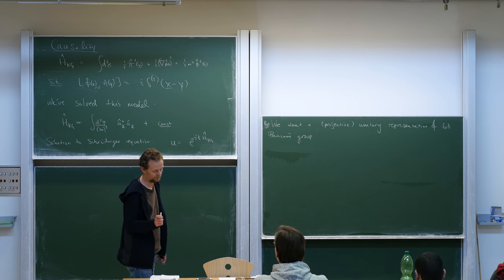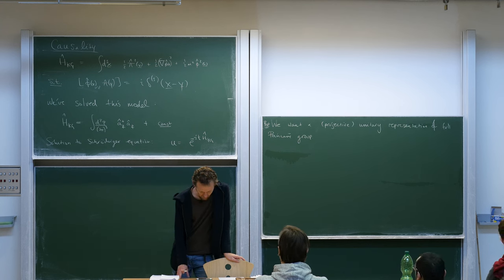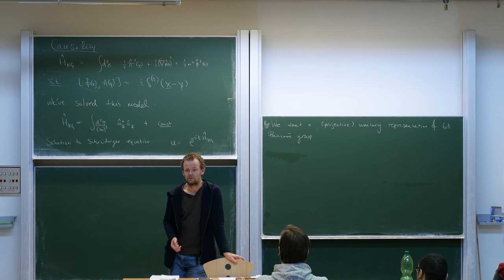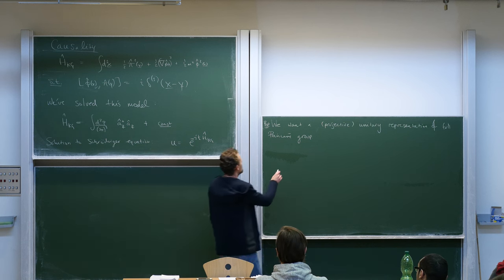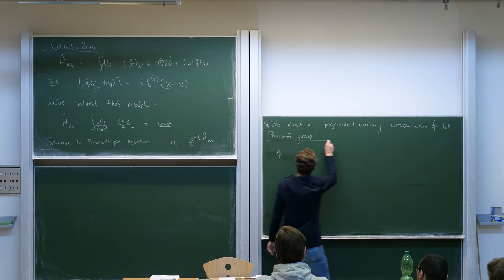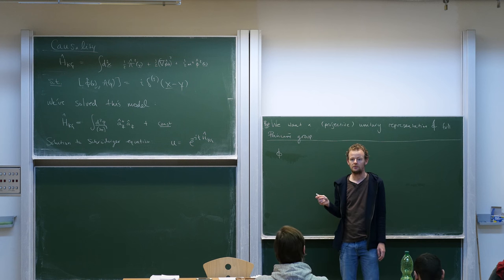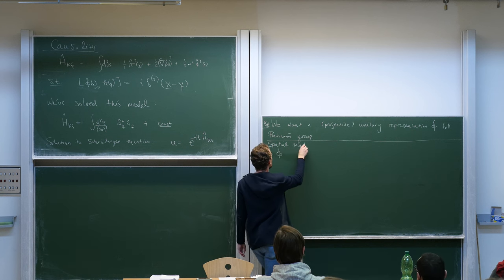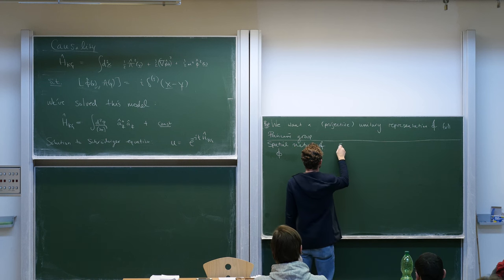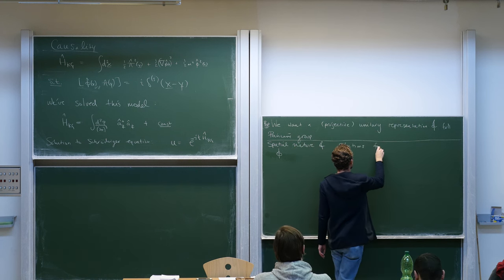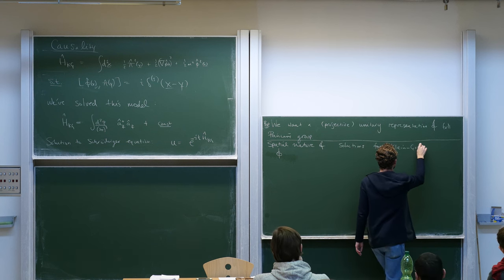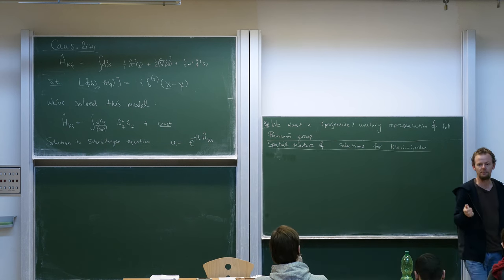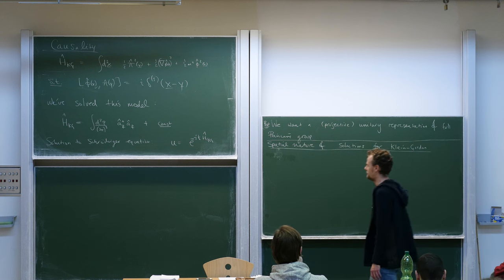Today we're going to focus on the somewhat more humble goal of working out whether this theory is causal. So whether it respects the causal ordering that we expect it to respect. In the previous lecture, we studied the spatial nature of the solutions for Klein-Gordon quantum field theory. And we've done that by working in the Heisenberg picture, because in the Heisenberg picture, the spatial dependence is much easier to control.